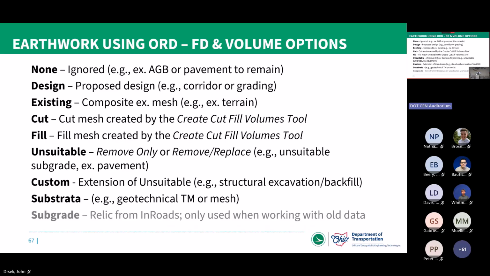So the different volume options we've got, the first one is none. So essentially, ORD is going to ignore that when we go through and run our earthwork volumes. So that's going to be pavement to remain, so outside of our work limits, existing aggregate, just because that's quantified as, if that's staying in there, you would just treat it like soil and ignore it anyway.